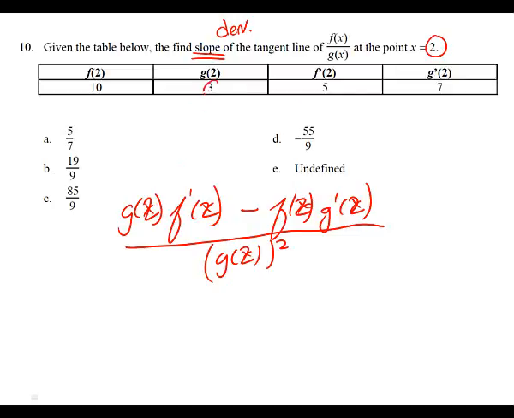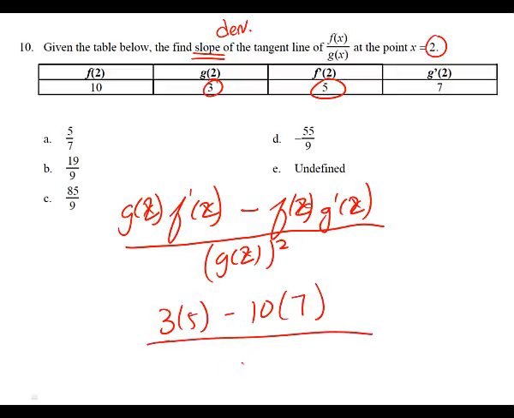It says g of 2 is 3. F prime of 2 is 5. Do you see where I'm getting my numbers from now? All right, f of 2 is what? Good. G prime of 2 is 7. All over what is g of 2 again? 3 squared. Okay, so 15 minus 70 over 9. What's 15 minus 70? So it's got to be D, right?